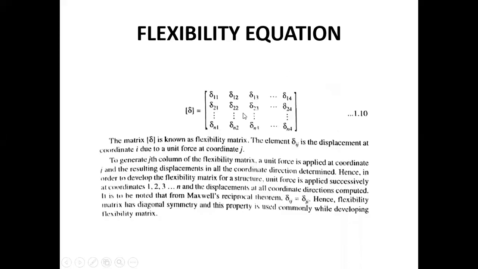So we are able to understand how we denote this term del ij. That is, if it is del 1 1, then the unit load is applied in coordinate direction 1, and we are finding the displacement in coordinate direction 1 as well. So the matrix del is known as the flexibility matrix. The element del ij is the displacement in coordinate i due to unit force, that is what I told you, in coordinate direction j.